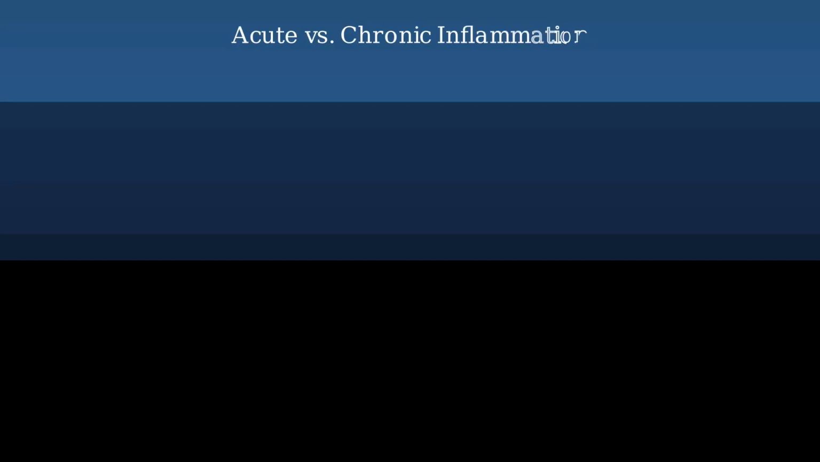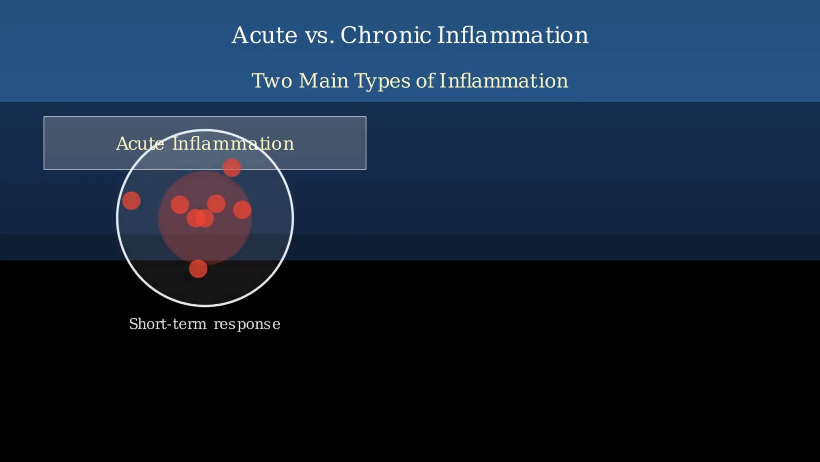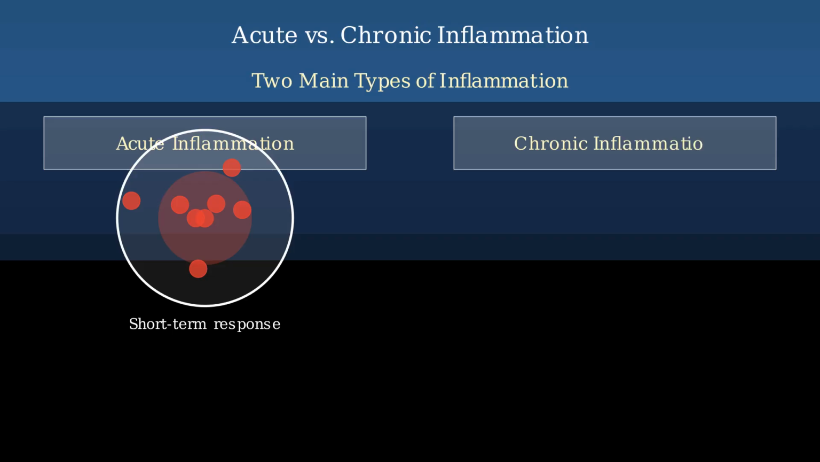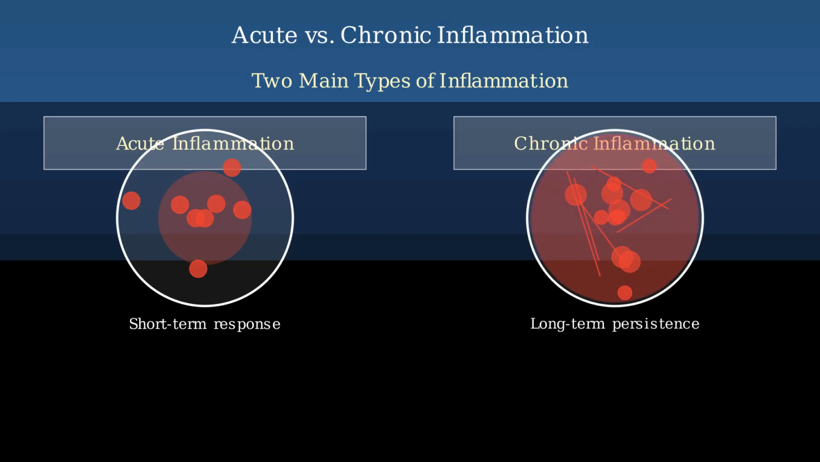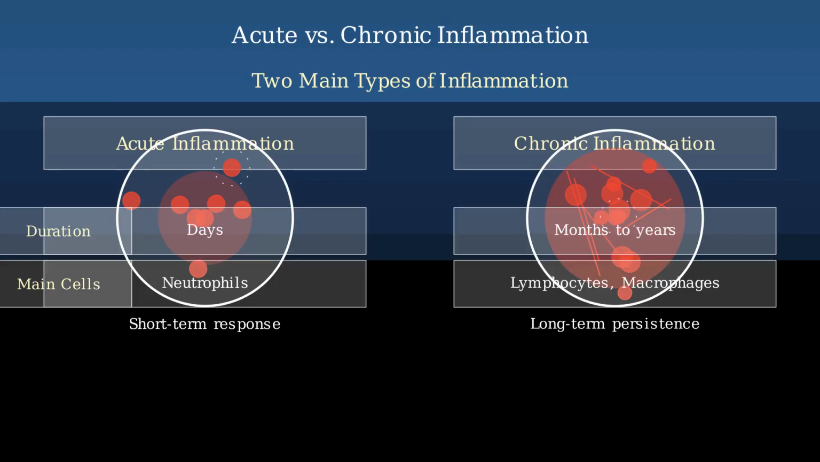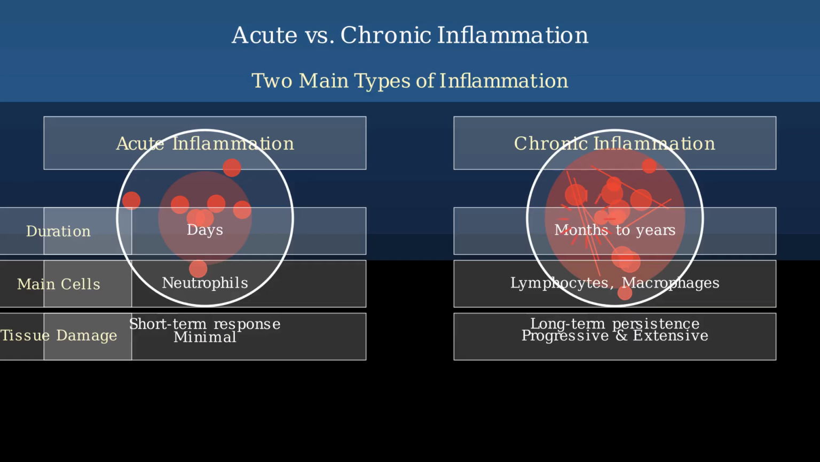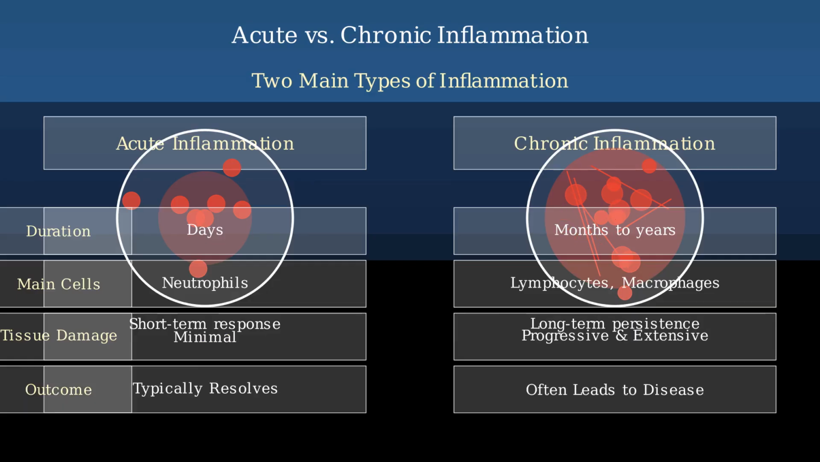Inflammation is categorized into 2 main types: acute and chronic. Acute inflammation is a short-term response that typically resolves within days. Chronic inflammation is a prolonged response that can last for months or years. The key differences between acute and chronic inflammation include duration, cellular involvement, and tissue damage.